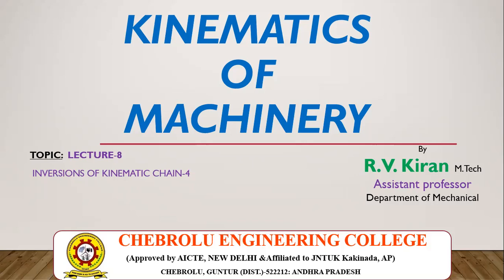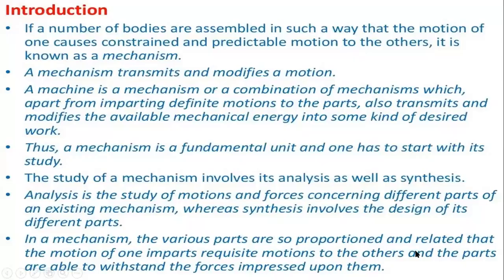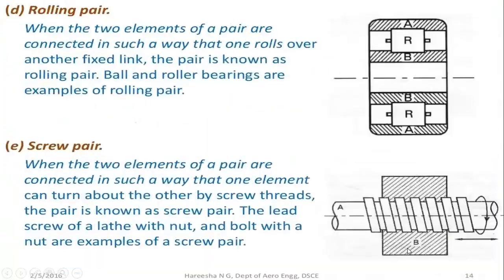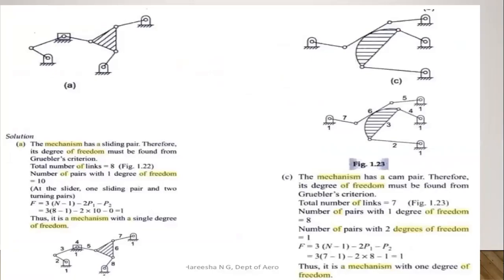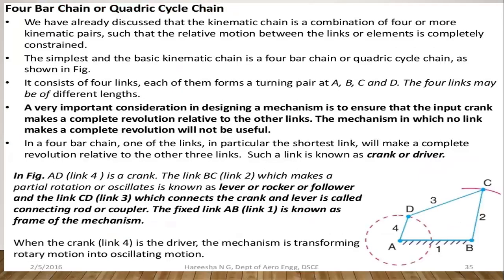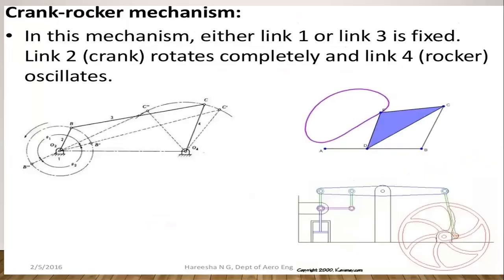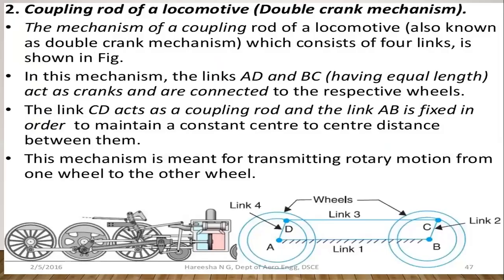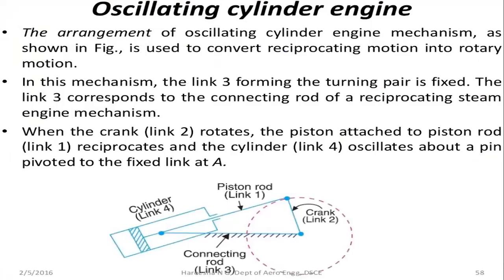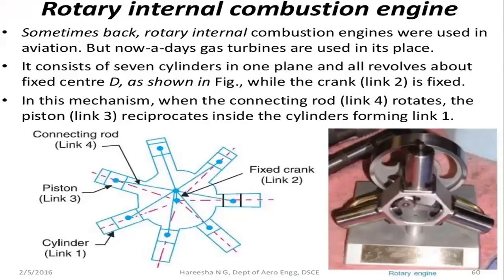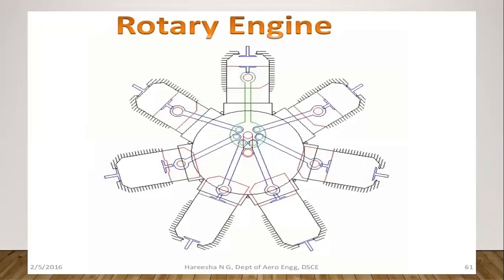So in the last classes we have discussed the different types of mechanisms: single slider and double slider, sorry, 4-bar chain, and inversions of the single slider also. So we have seen the pendulum type, oscillating cylinder engine, and rotary internal combustion engine.